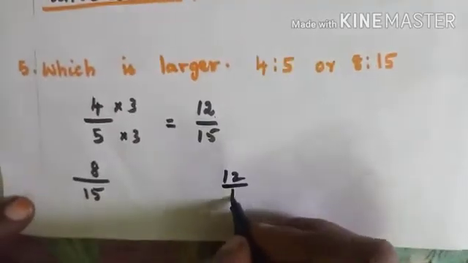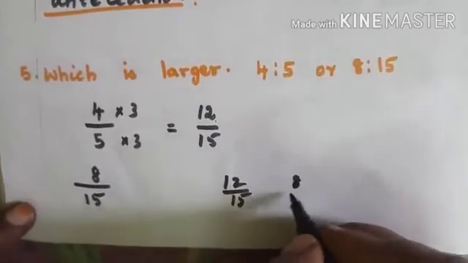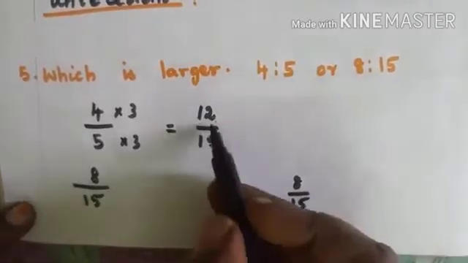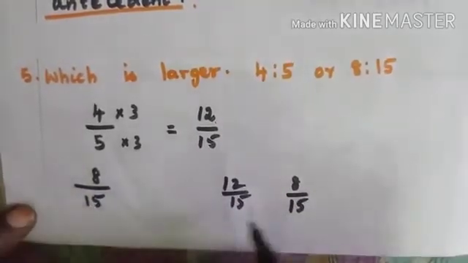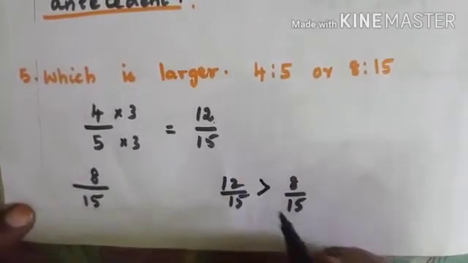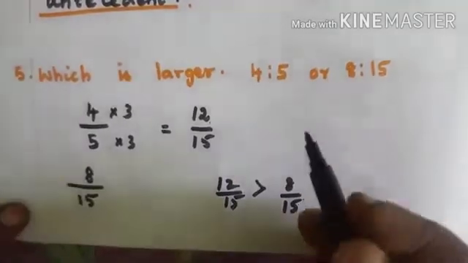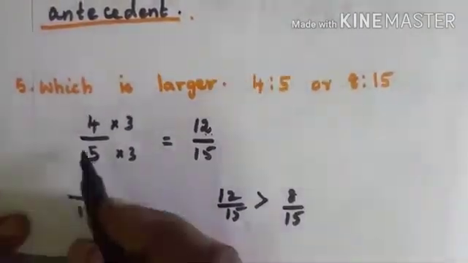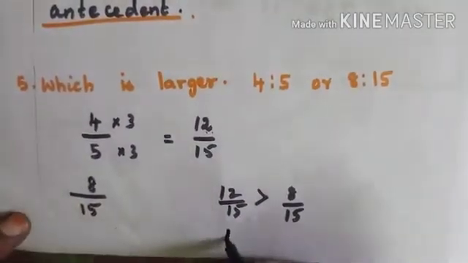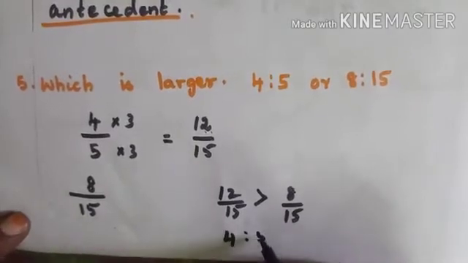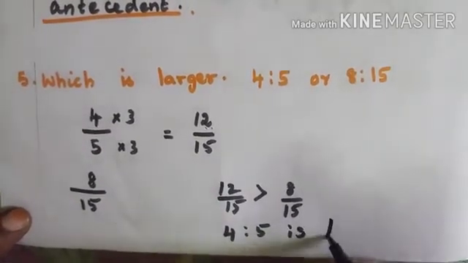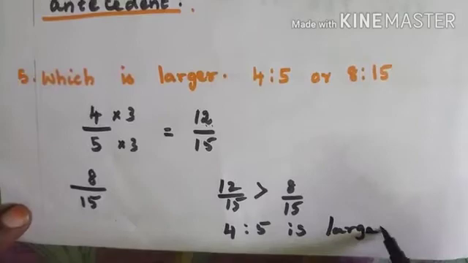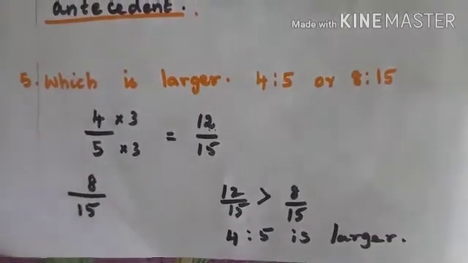When we are comparing 12 by 15 and 8 by 15, which is greater? 12 by 15 is greater. Therefore, 12 by 15, which is 4 by 5, is greater. That is, 4 is to 5 is larger. So, 4 is to 5 is larger.